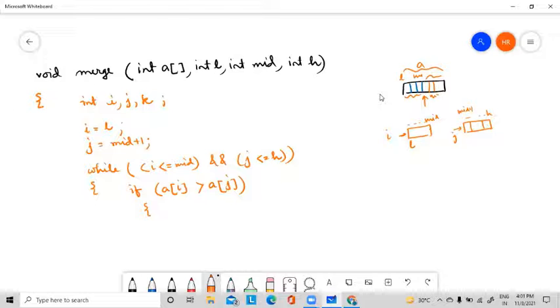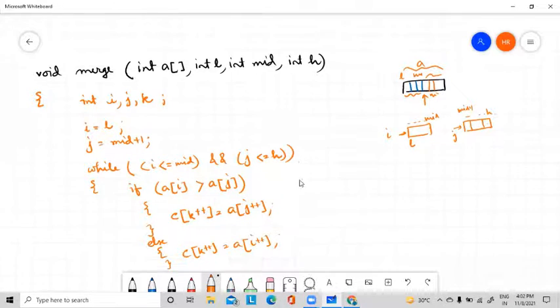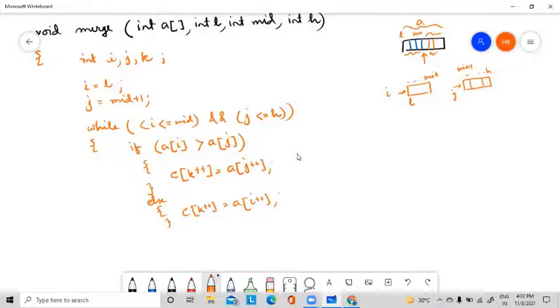Now if a of j is smaller, then it will be copied into C, another array, with C of k plus plus equal to a of j plus plus. Else, C of k plus plus will get a of I plus plus. This is the end of the while loop. So I have to initialize the k also. K will be initialized with L, the lowest index variable.